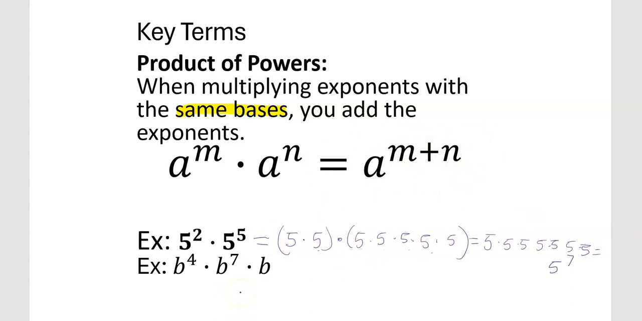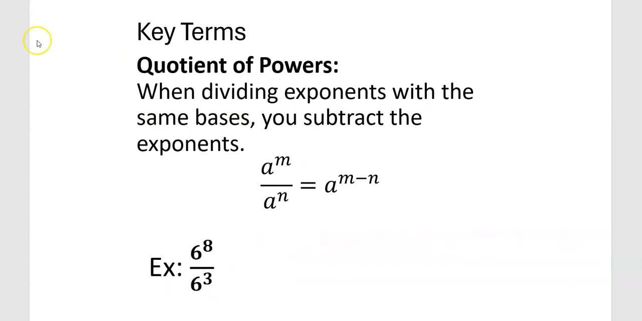Don't forget, though, that when you have a base here, or a power, or a variable that has no power, or even a number, its power is automatically 1. Okay, so that is technically a 1 for you to add. So 4 plus 7 plus 1.